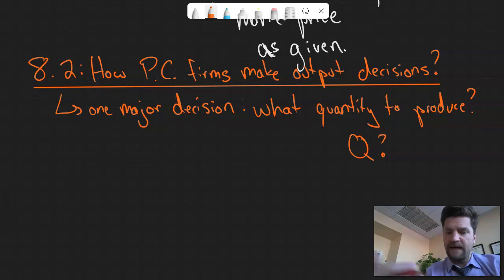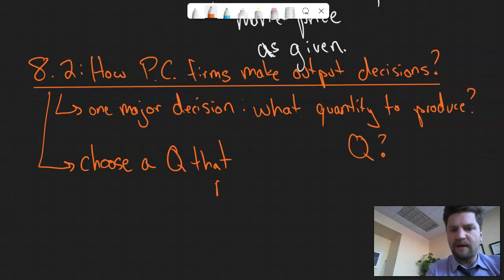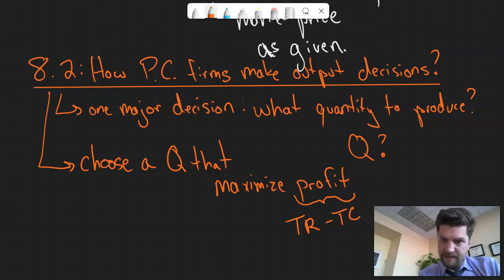A perfectly competitive firm, like we said, has to accept the price. So what are they trying to do? They're trying to choose a quantity that will maximize profit. And what is profit? Profit is nothing more than the difference between total revenue and total cost. So ultimately, they're trying to find the quantity that will cause the greatest gap between total revenue and total cost.